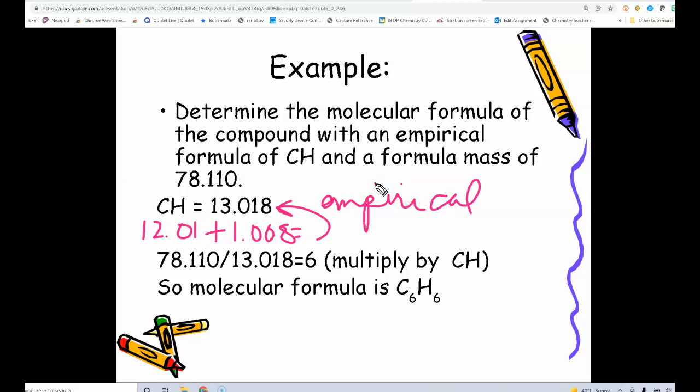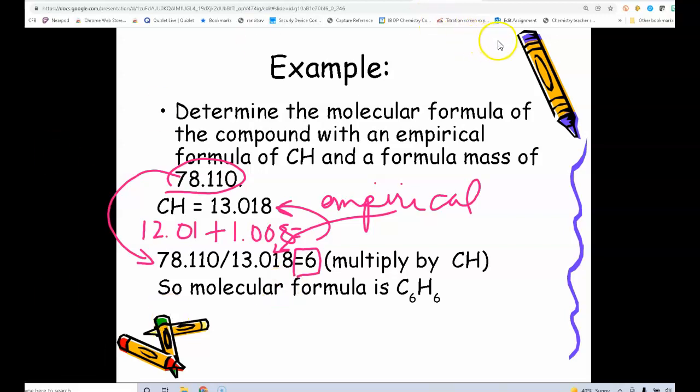So notice what we're doing. We're dividing the number given in the problem by the empirical formula mass, and we find out what our factor is. Our factor is a 6. So we're going to multiply that 6 by the CH. So our molecular formula comes out to C6H6.